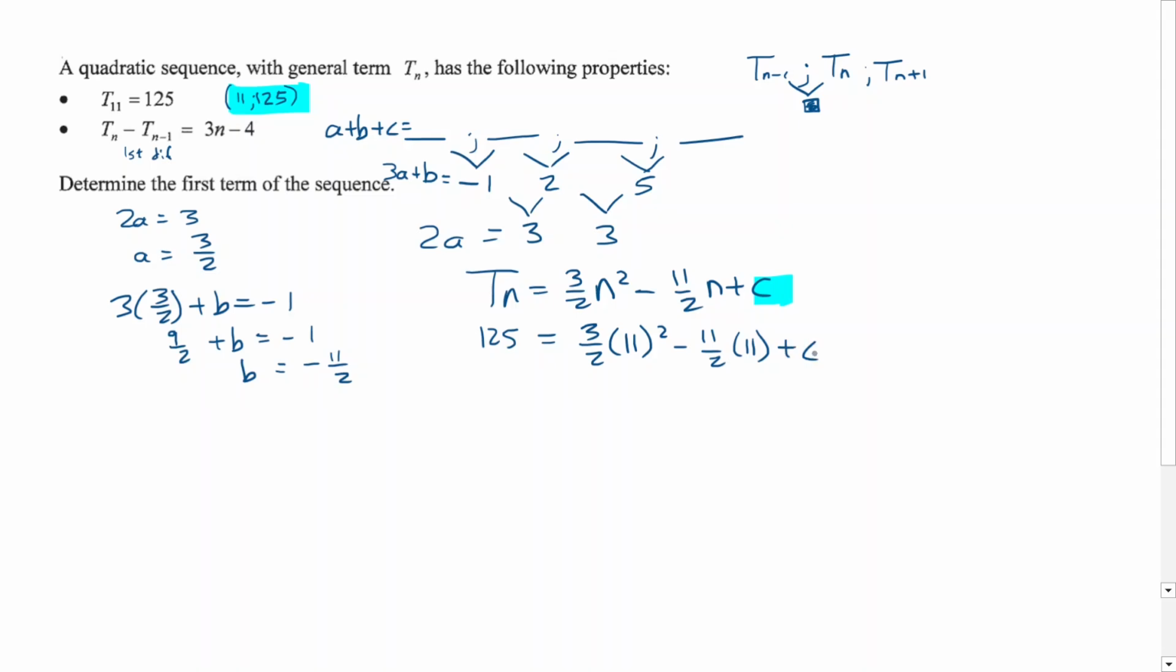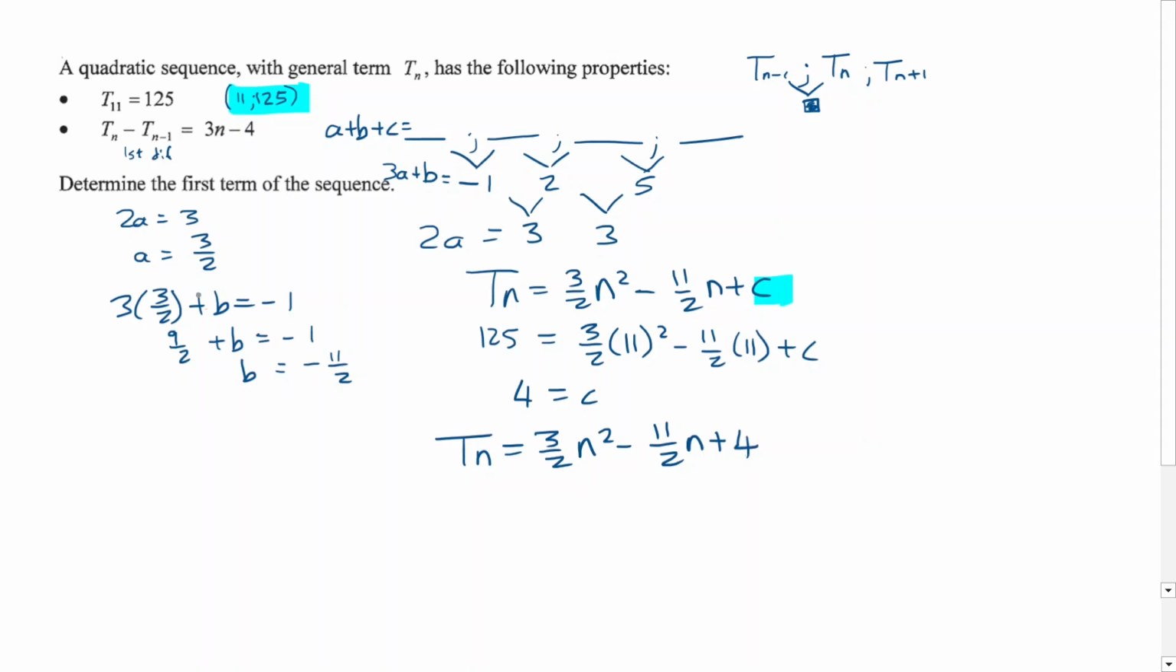I'm going to sub this into my calculator and see what I get. And that gives me 4. And so c is 4. And so the formula for this will be 3 over 2 n squared minus 11 over 2 n plus 4.